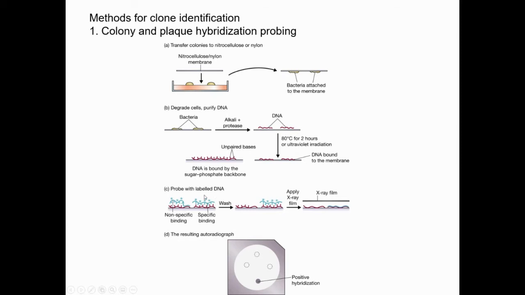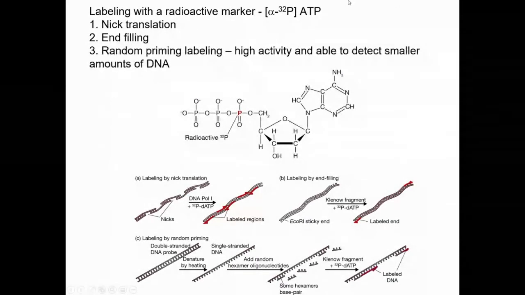This probe, as I mentioned, can be a radioactive label or non-radioactive label, because you want to detect the signal. For the radioactive label, normally we use alpha P32 ATP, which means this alpha phosphate is the isotope, P32. Then you have three different techniques to label the probe with the isotope. Number one is called nick translation.